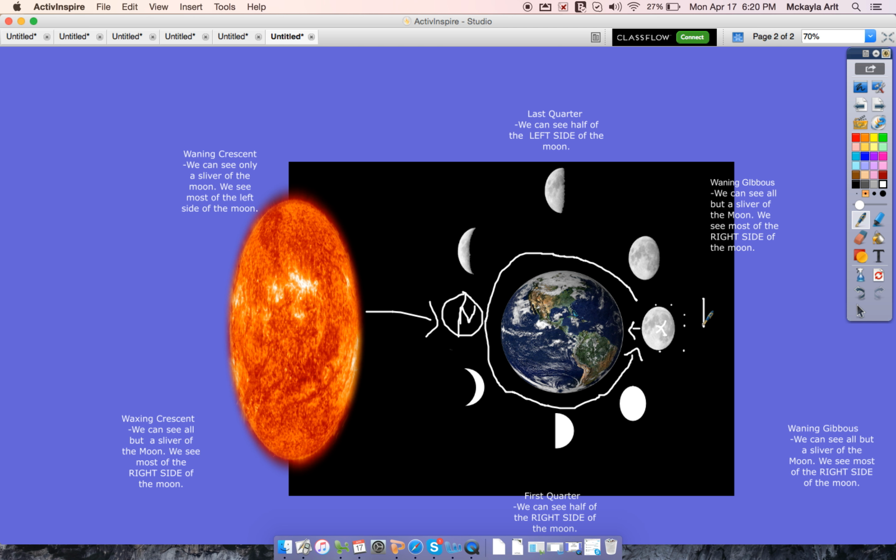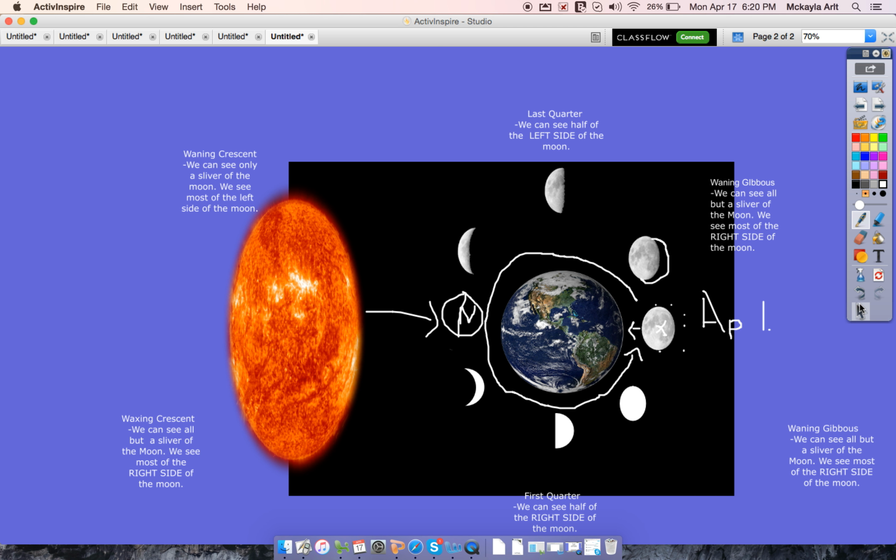So let's pretend it is April, so I'm going to put AP for April 1st, and we are seeing a full moon. The next thing we're going to see is called a waning gibbous moon. So as you can see right here, the moon actually is about this big. But the sunlight is only shifting and only hitting about 3/4 of the left side of the moon.